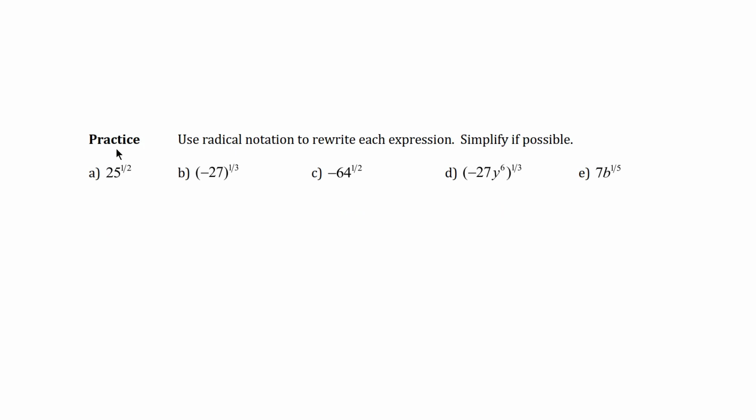Next, we have a practice problem. Use radical notation to rewrite each expression. Simplify if possible. For part A, we have 25 to the 1/2 power. For part B, we have parentheses, negative 27, all raised to the 1/3 power. For part C, we have negative 64 to the 1/2 power. For part D, we have parentheses, negative 27y to the 6th power, and everything is raised to the 1/3 power.